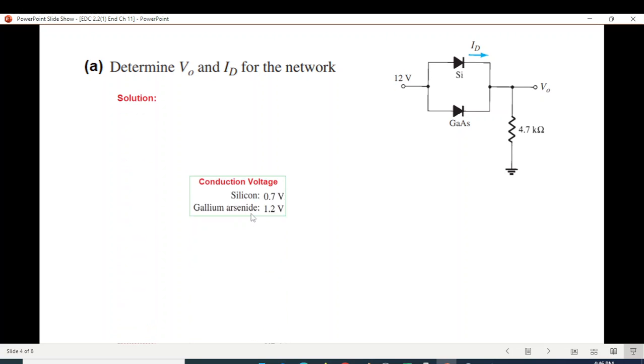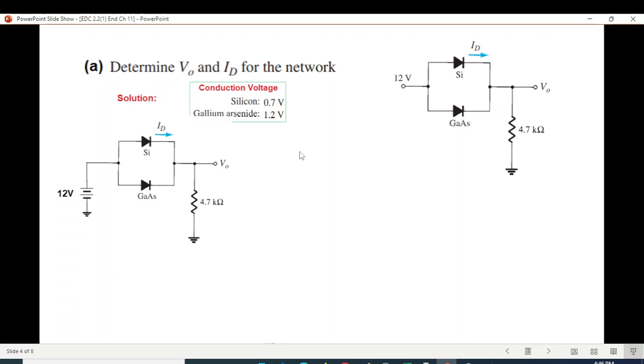So our circuit will be like this. We have connected a 12-volt battery here at this point. And now we can easily visualize that this 12-volt positive is touching the positive of the silicon diode and the positive of the gallium arsenide diode. So logically, both of the diodes should conduct. But there is a problem here.